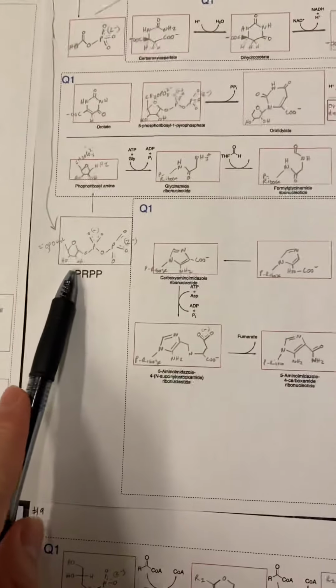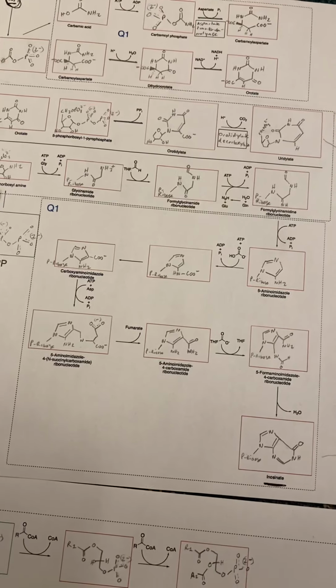And then we're going to move from page 1 all the way to page 4 with PRPP, and we're going to kick it in here. So PRPP can go through a lot of steps: phosphoribosylamine, and then glycinamide ribonucleotide. And then we're going to go through several steps to eventually form inosinate.